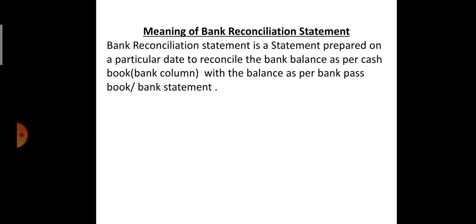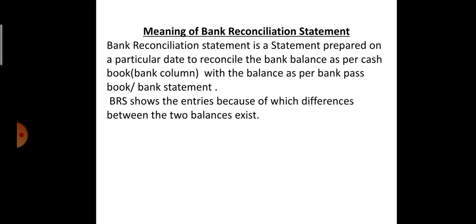Now many times while comparing, you will find that the balance as per cash book is not the same as the balance in the passbook. The balance as per passbook and the balance as per cash book are different. So the accountant prepares a bank reconciliation statement by identifying the entries due to which the difference is there. So BRS shows the entries because of which there is a difference between the cash book bank column balance and the passbook balance.